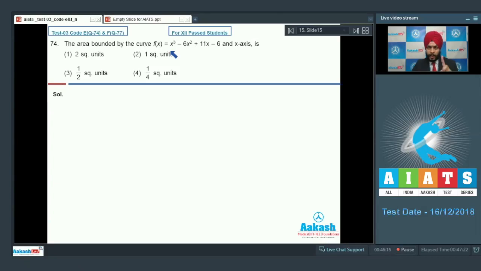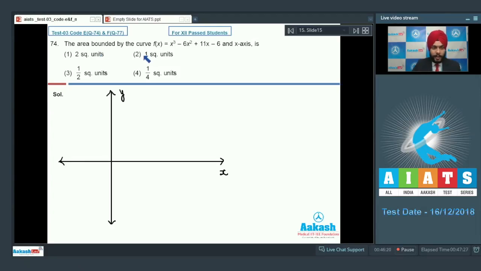It has 3 roots, 1, 2 and 3. So let us draw the graph, x-axis and y-axis. One root is 1, another root is 2, then the last root is 3. So f of 0 is negative, the graph will be something like this. There are 3 roots, 1, 2, 3. Okay. So this is the graph of f(x).